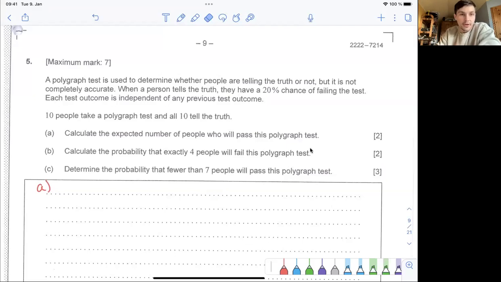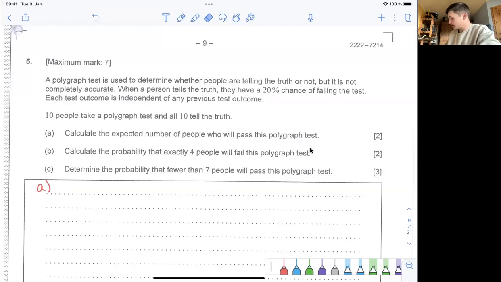Question 5. A polygraph test is used to determine whether people are telling the truth or not, but is not completely accurate. When a person tells the truth, they have a 20% chance of failing the test. Each test outcome is independent of any previous test outcome. 10 people take a polygraph test and all 10 tell the truth.